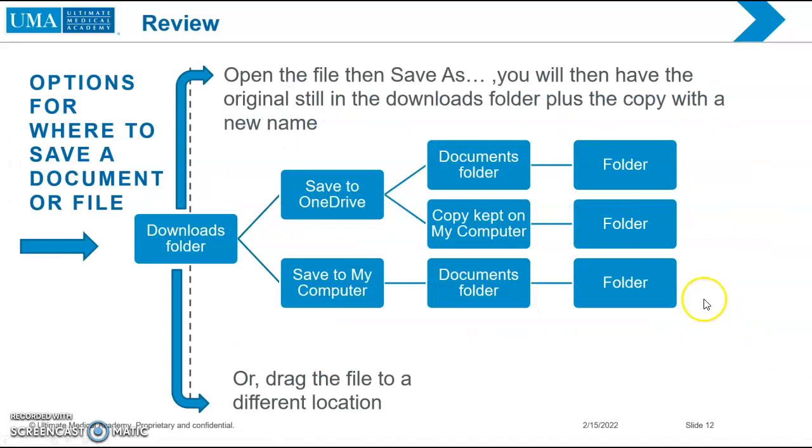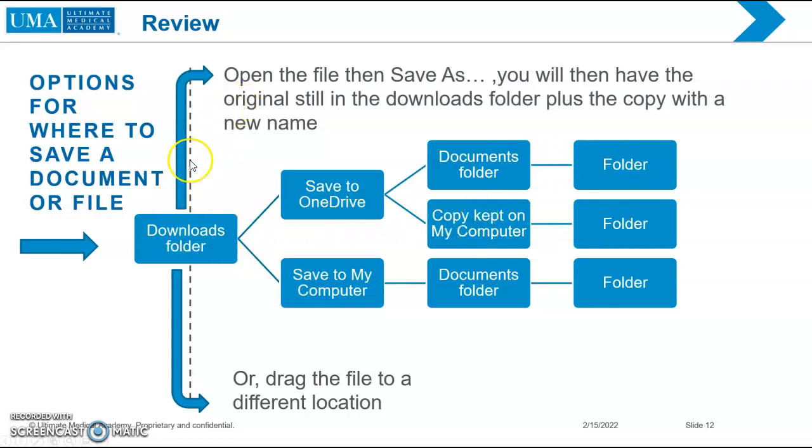To recap, let's go back to when you download a file into your Downloads folder. You can open the file and do a Save As, and that will give you a new copy in addition to the one that's in the Downloads folder. Wherever you save it to your computer, that's where it's going to be, in the Documents folder or wherever you put it. If you save it to OneDrive, it will be in whatever folder you put it in, plus there will also be a copy on your computer.